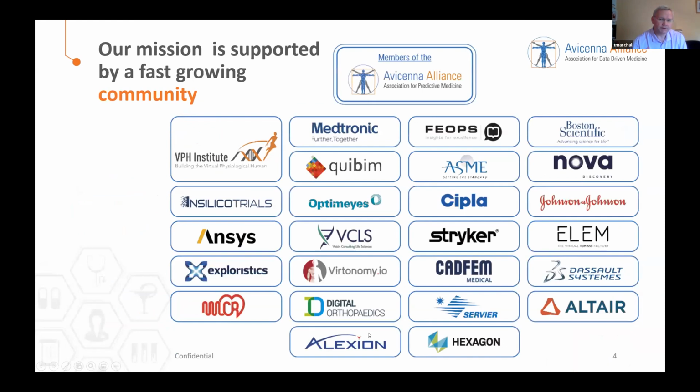What is quite important is that this is not just a few groups. As you can see, we've got several industry members, but also the entire VPH Institute, which is there to support this message. You can see from the companies that we have some startup members, small companies, and very large multinational companies. On the software side, like Dassault, Ansys, Altair; on the medical device side, like Medtronic, Stryker, and so on; and on the pharma side, like Alexion, Johnson & Johnson, and others.